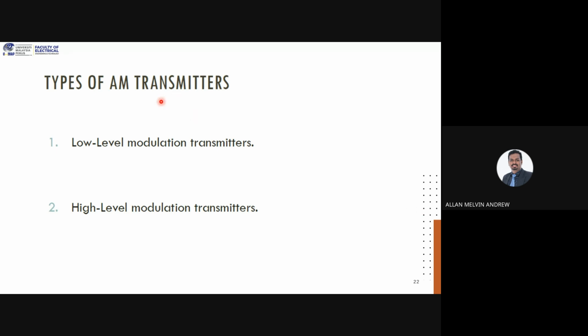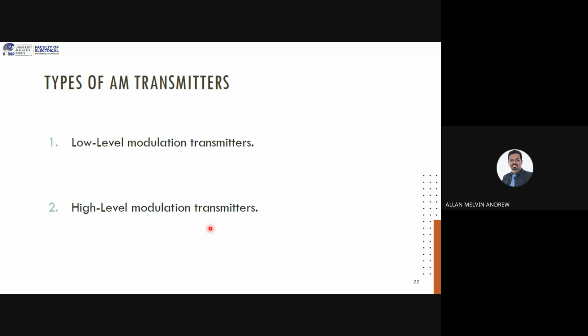Types of AM transmitters. There are various types of amplitude modulation transmitters. We will call them low level modulation transmitters and high level modulation transmitters. So what's the difference, in layman's terms? Low level means it's not so complex, and high level is a bit complex, so more complex modulation transmitters. Basically, the construction of a low level modulation transmitter will be much simpler than a high level one.